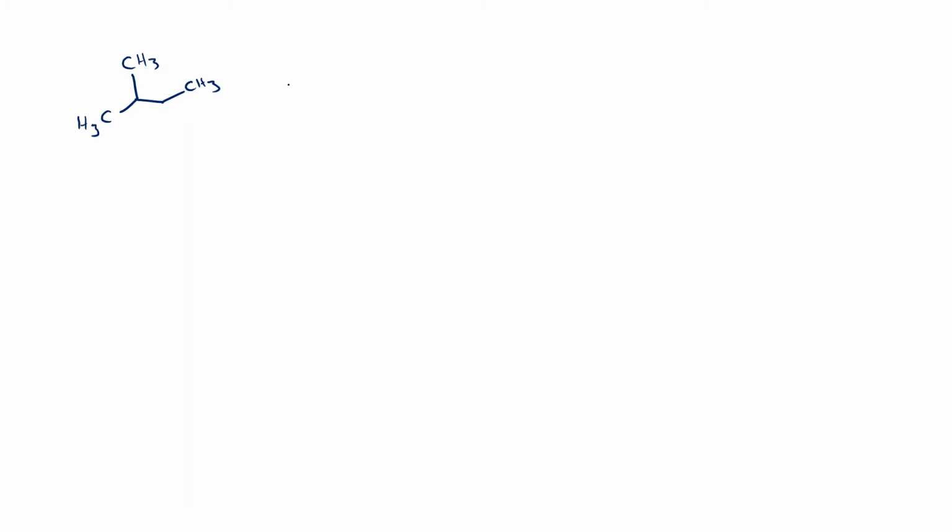We'll start with this compound. We'll treat it with Br2 and light. And we know that the initiation step is going to give us bromine radical plus bromine radical. So that was what we did on the previous slide. The next step, we're going to start with this radical, and this radical wants to not be a radical anymore.